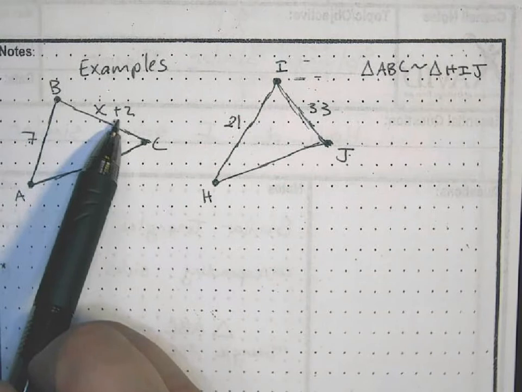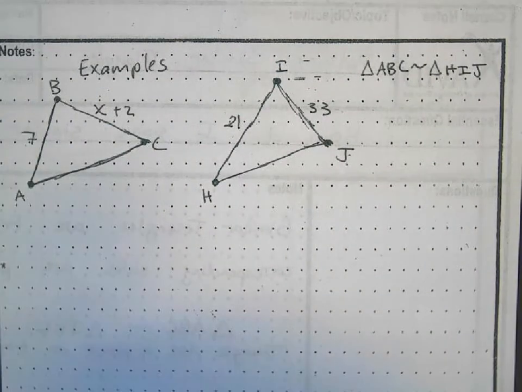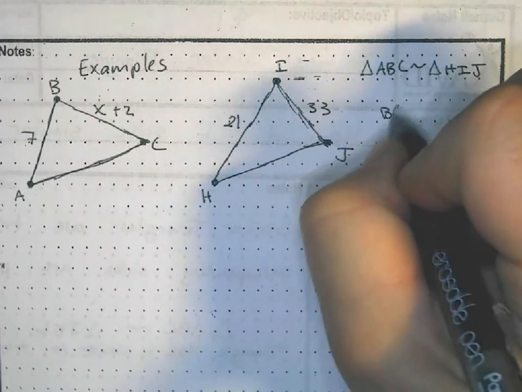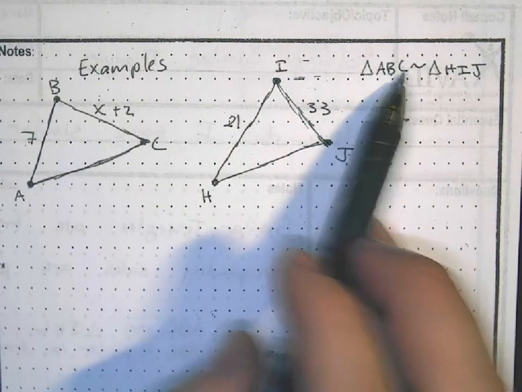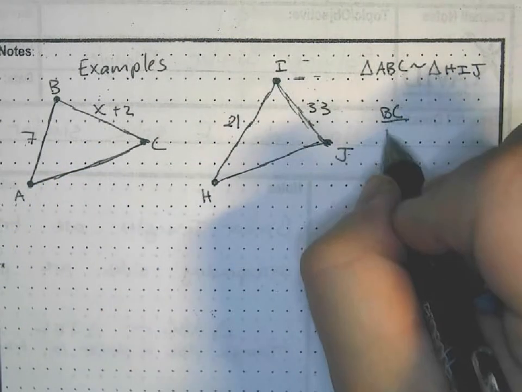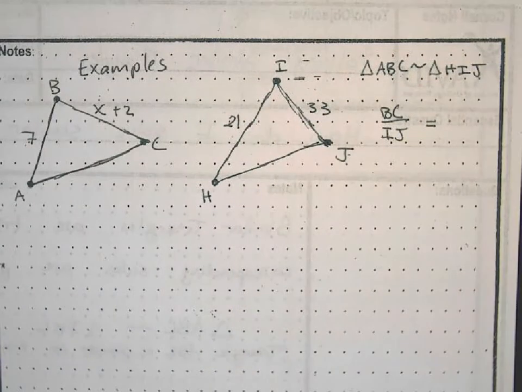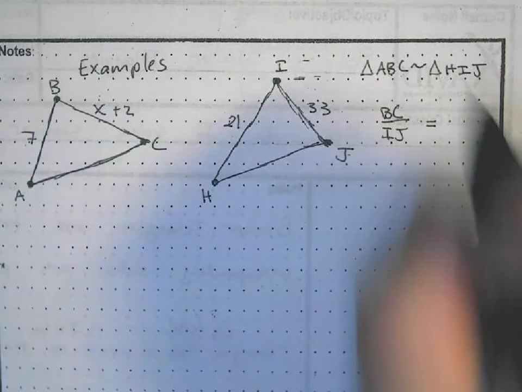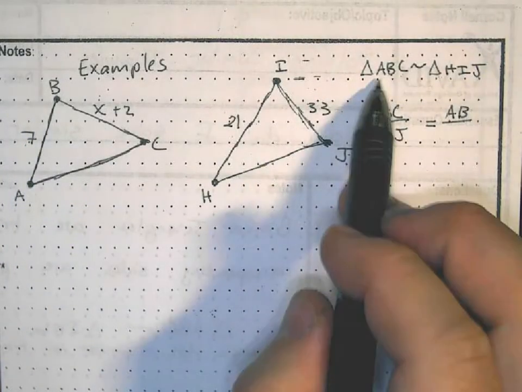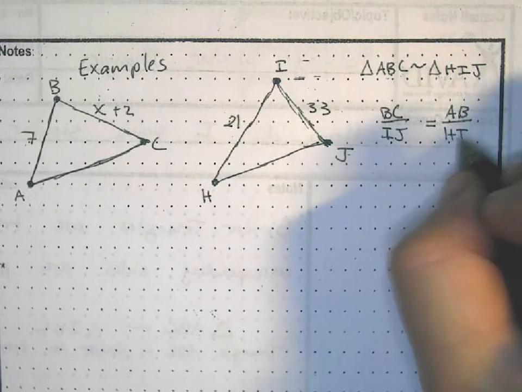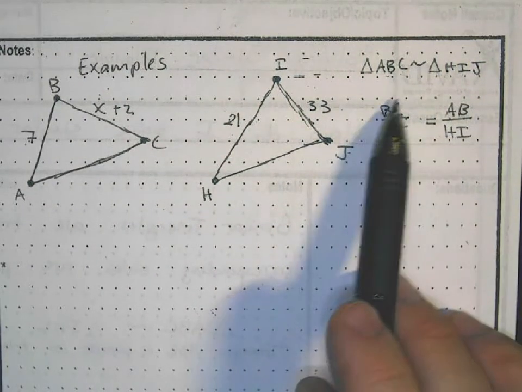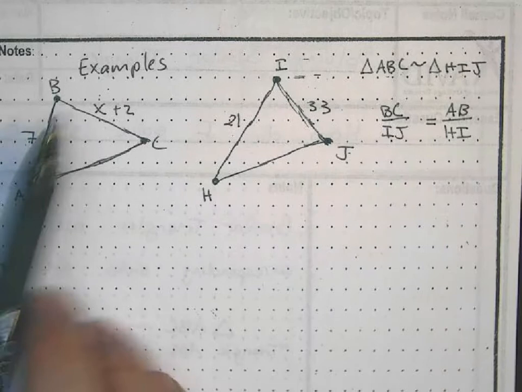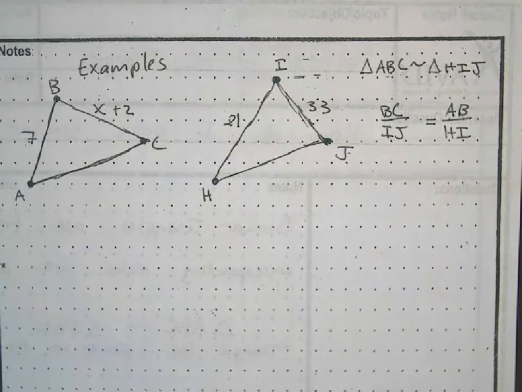So we want to find what X is, so I need to find BC. So we're going to go BC matches up with IJ. And that's going to be equal to, I got to use two different sides. So I can't use BC again, so let's use AB. AB matches up with HI. Now that we've set up our proportion, we were given this, the triangles are similar, and now we set up our proportion, now we just plug in our information and solve.